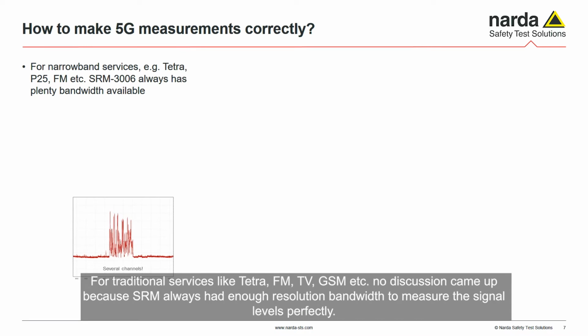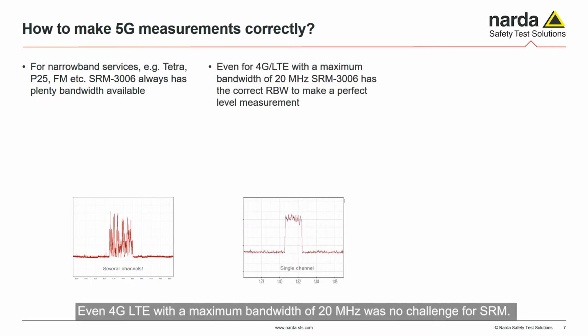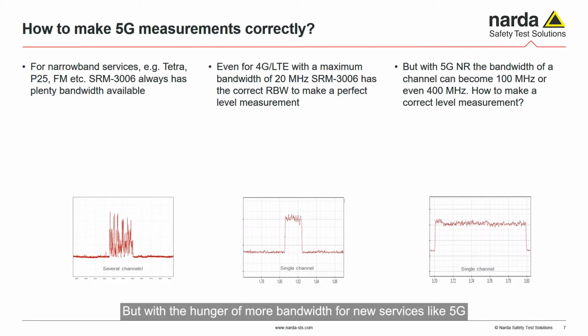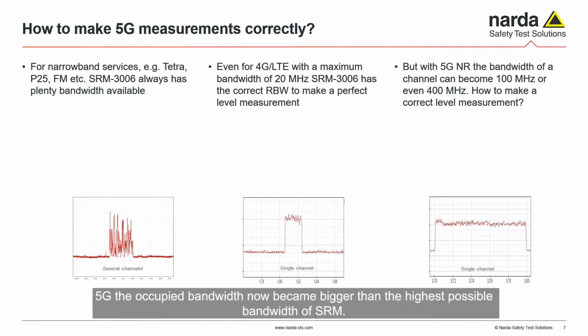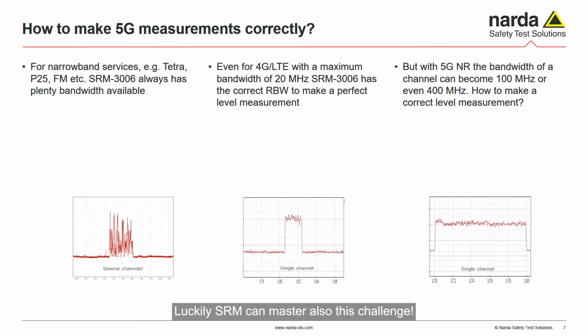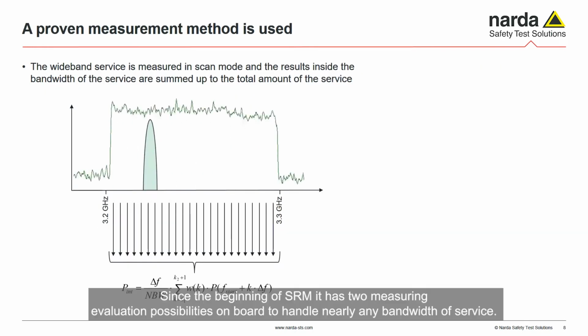For traditional services like Tetra, FM, TV, GSM and so on, no discussion came up because SRM had always enough resolution bandwidth to measure the signals perfectly. Even 4G LTE with a maximum bandwidth of 20 MHz was no challenge for SRM. But with the hunger for more bandwidth for new services like 5G, the occupied bandwidth now became bigger than the biggest, highest possible bandwidth of SRM. Luckily, SRM can master also this challenge. Since the beginning of SRM, it has two measuring evaluation possibilities on board to handle nearly any bandwidth of service.